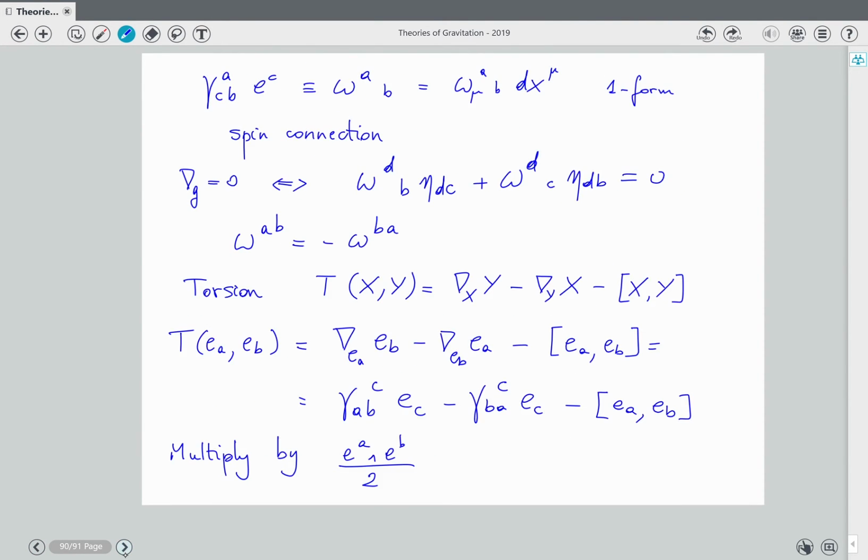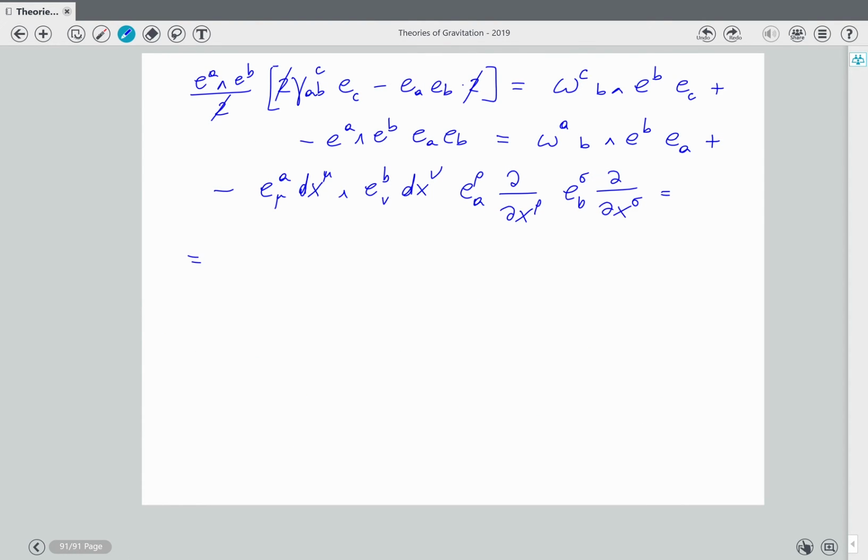Okay, so what do we have here? Here we have, for example, this object and this object. You see that you are contracting A and A. So if you contract the flat space indices, one is the inverse of the other, and you have a delta. So that's omega AB, EB, EA minus delta mu rho. That means that you will have partial x mu.